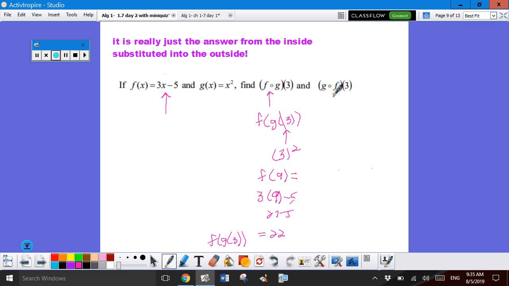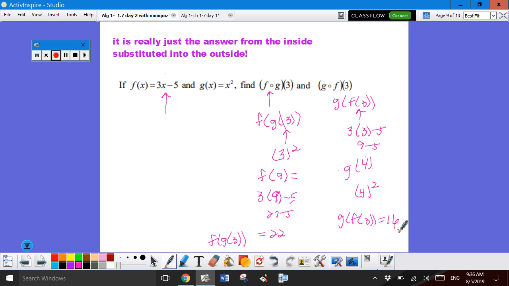Now, this one is exactly opposite. It's g of f of 3. So that means I'm going to do the f first. So if I plug in the 3 for the f, that's 9 minus 5, which gives me 4. So now I'm here. I have to do g of 4. So again, I'm squaring when I'm doing the g, and I'm going to get 16. So g of f of 3 is equal to 16.